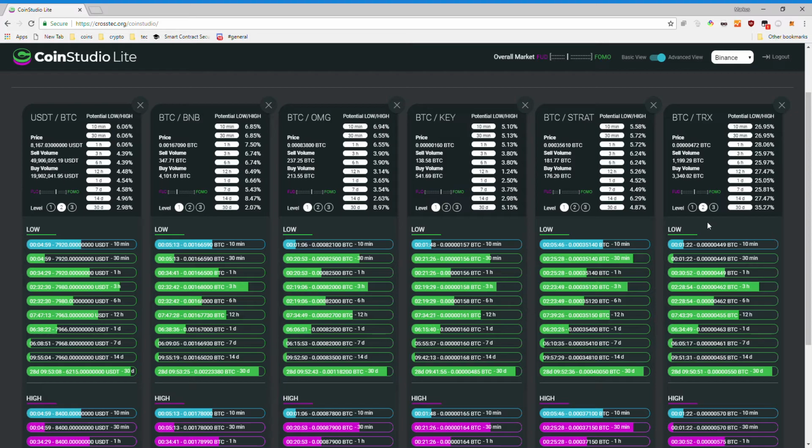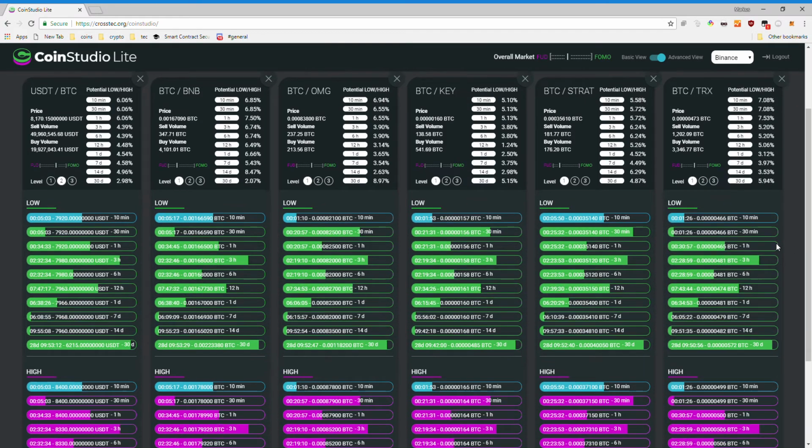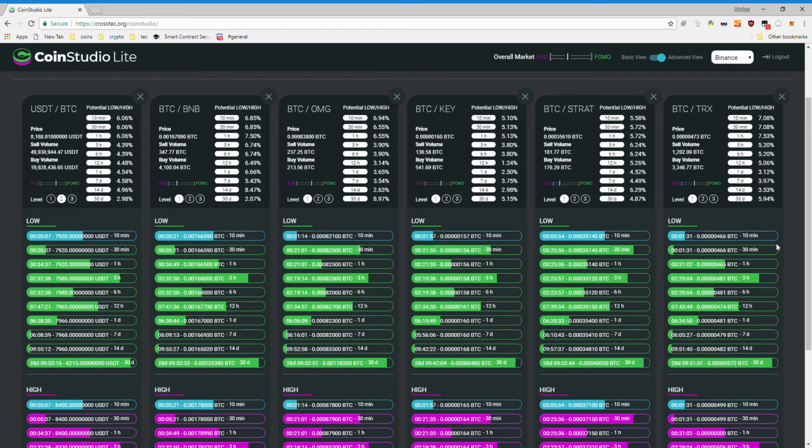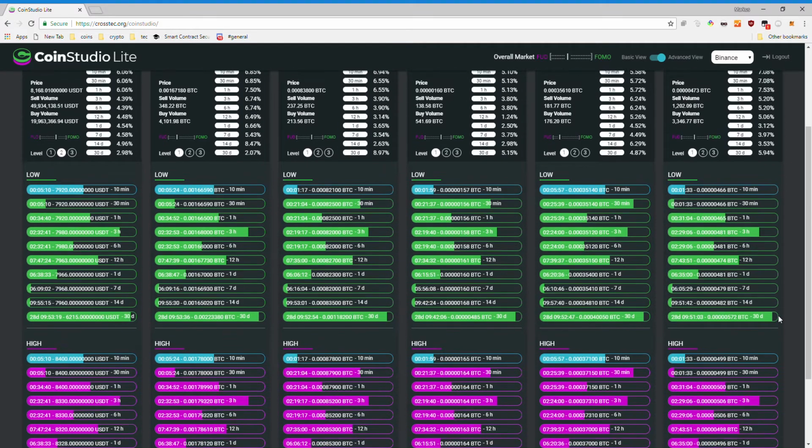And actually, if it would have hit, because of the market situation, especially with TRX, I would rather go and try to sell on the high at level 1.